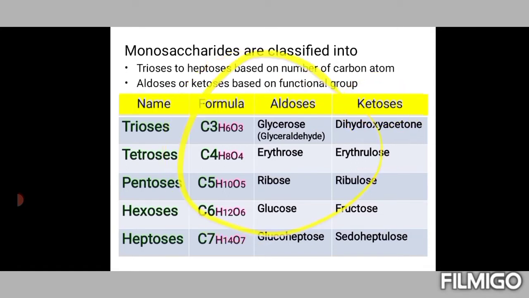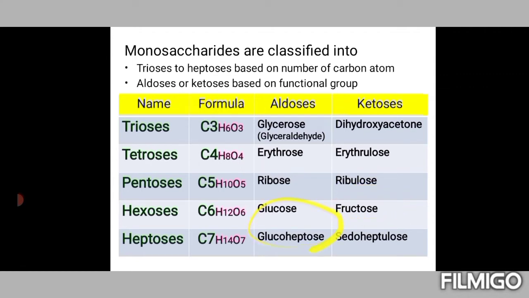And this is an exclusive slide. You have to read this, go through it, and remember it when you study monosaccharides. Here, glyceraldehyde, it's an aldo triose. Dihydroxyacetone, it's a keto triose. Another one is erythrose, an aldo tetrose, whereas erythrulose is a keto tetrose. Likewise, ribose is here, ribulose is here, and glucose, one of our most favorite ones, is an aldo hexose. Another favorite one is fructose, a keto hexose.